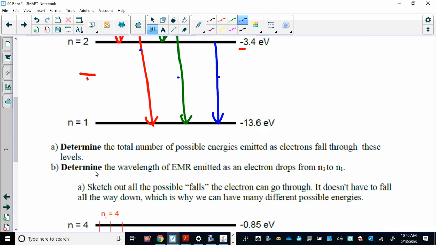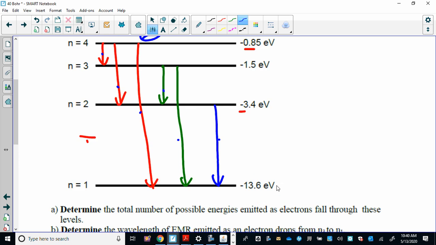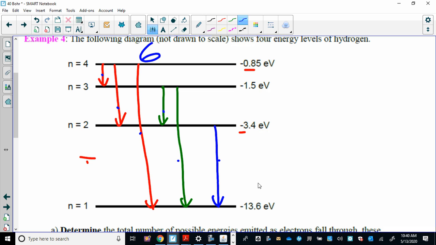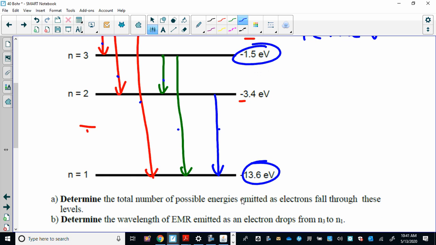B says, determine the wavelength of EMR emitted as the electron drops from 3 to 1. Okay, so we just did a very similar problem to that. Here's 3, here's 1. If it goes from 3 to 1, we're just going to subtract 13.6 minus 1.5, and that's going to give us 12.1. So in other words, EMR with an energy of 12.1 electron volts is going to be emitted, and then we can calculate the, what's it asking for? Determine the wavelength.